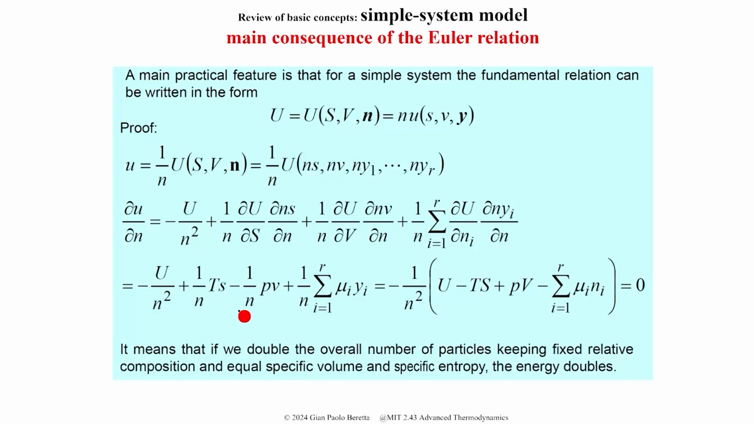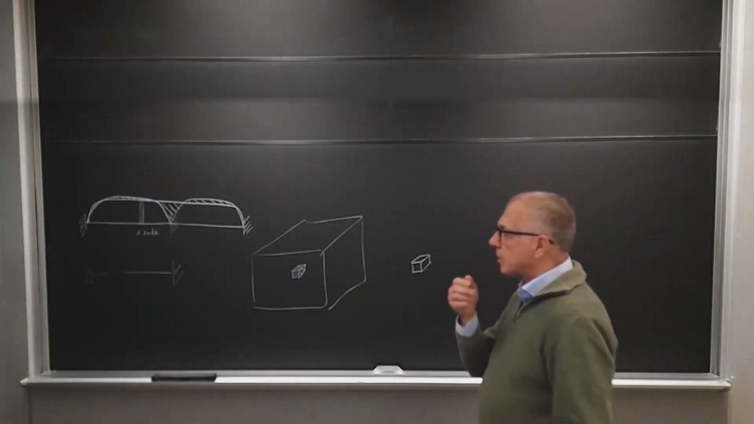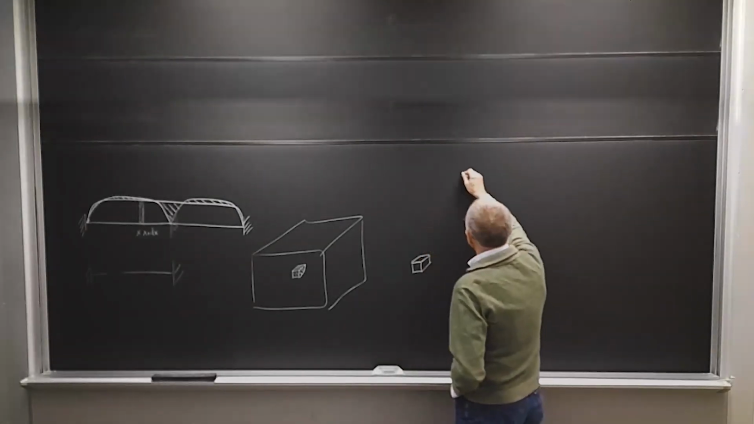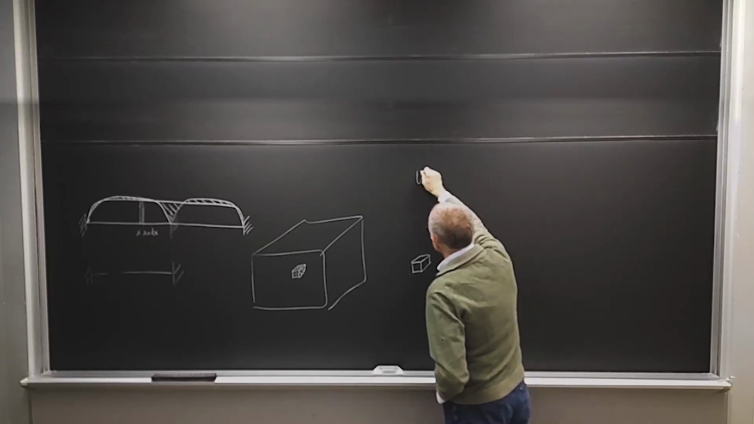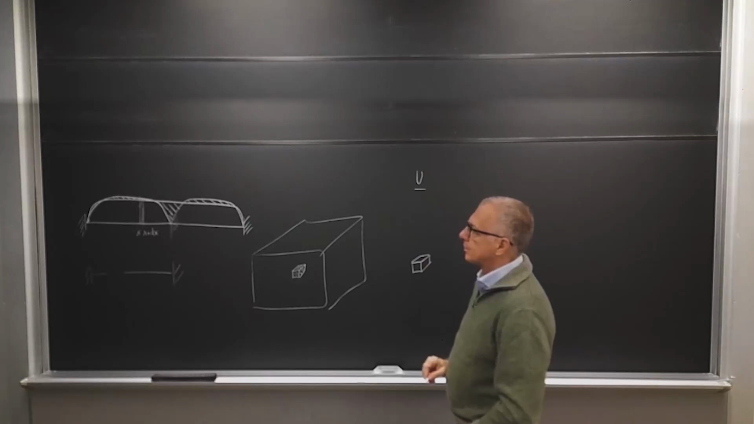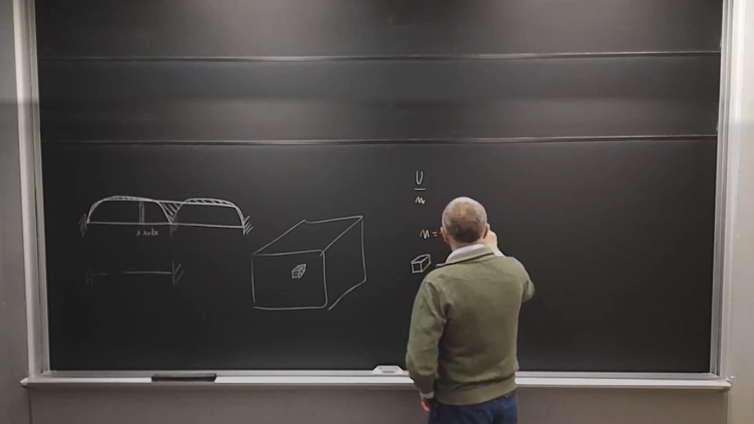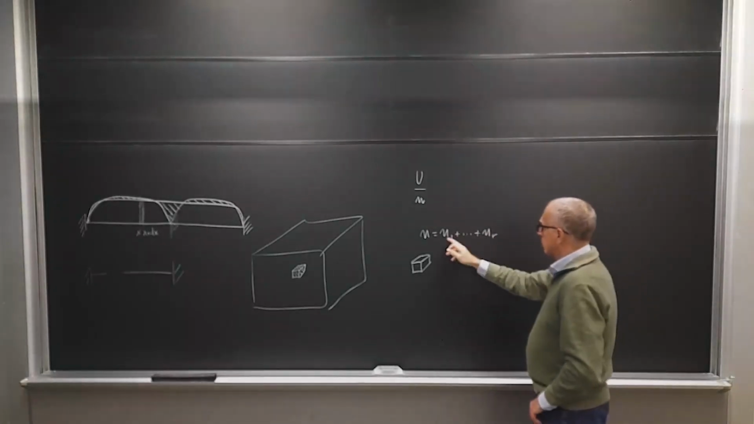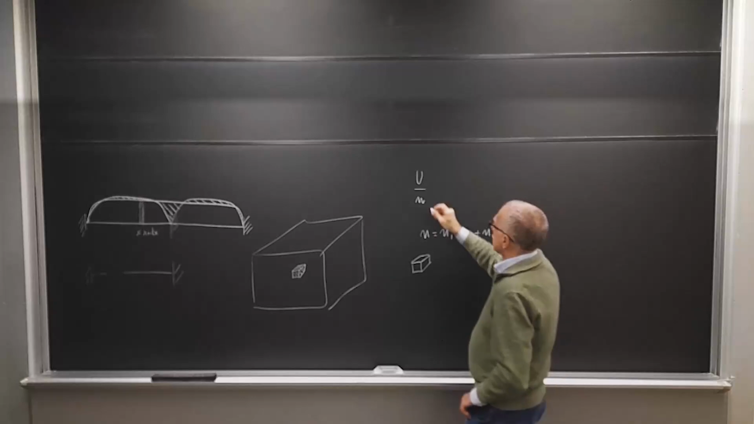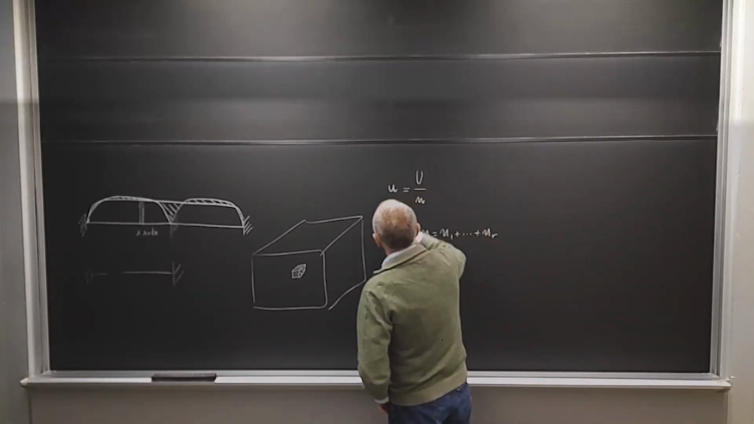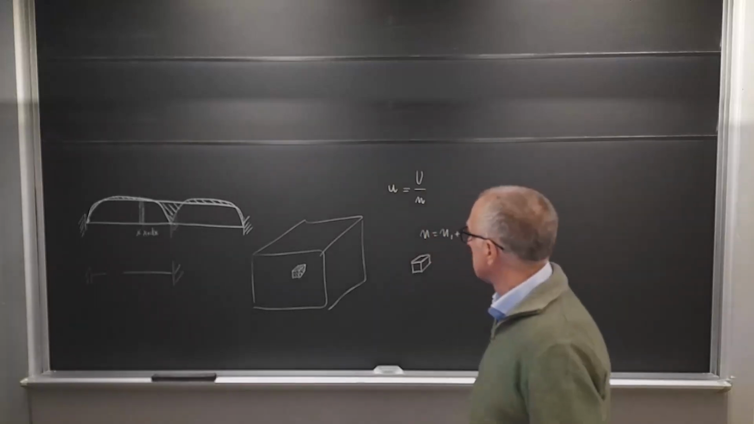And what is another consequence of these derivatives? This is the main consequence of the Euler relation, that it makes sense to define specific properties. So for example, I have the energy, I'm not going to call it E, I'll call it U. And suppose I have N particles, the sum of all the particles that are present in total. That's the number. So this, for example, is the specific molar energy.